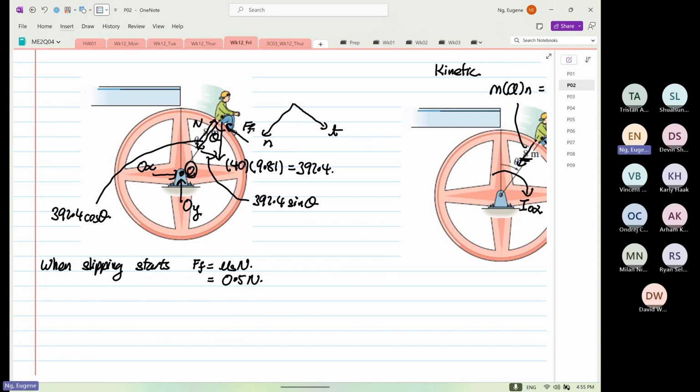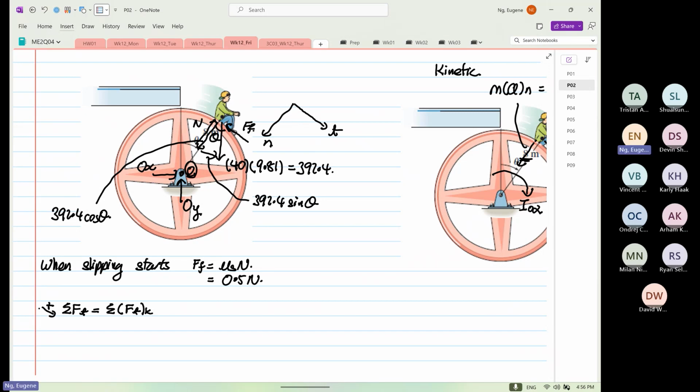So the next thing that we do, remember we did a summary yesterday on how to solve this problem. The only thing we have not considered is the summation of forces in the t direction. So coming down here, positive is coming down. Summation of forces in the t direction is equal to the mass times the acceleration in the t direction.